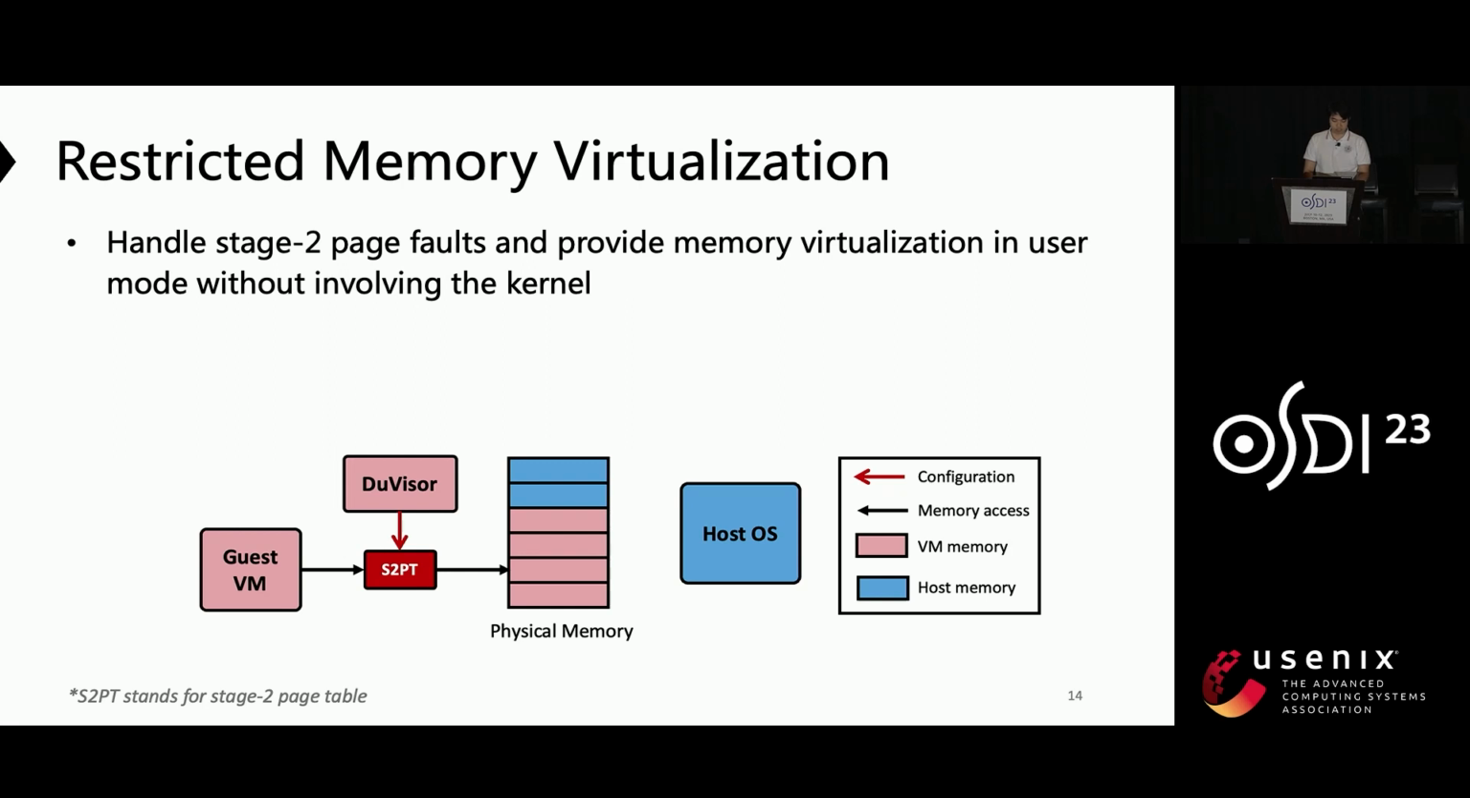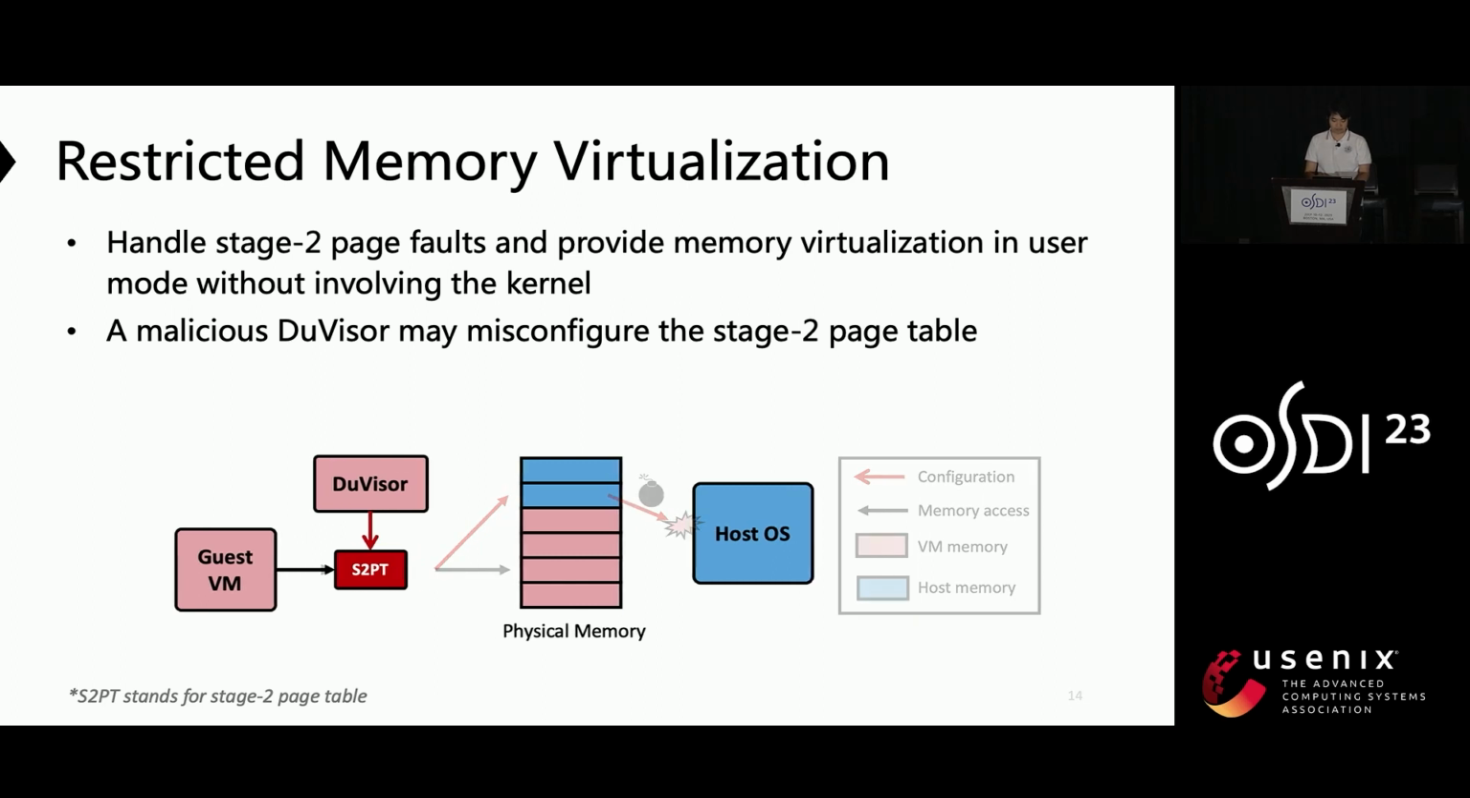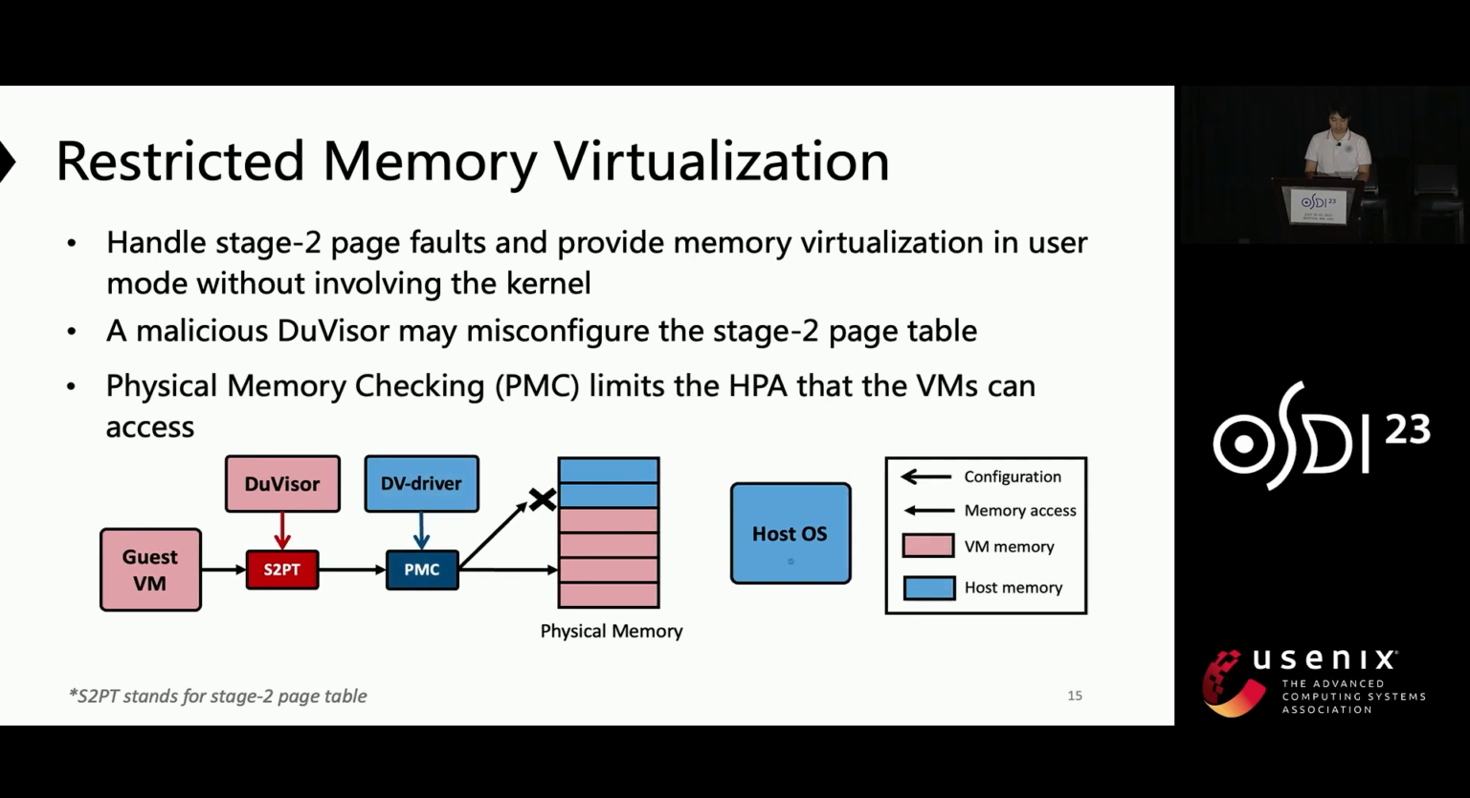Divisor directly handles stage 2 page faults and configures the stage 2 page table in user space. However, a compromised Divisor may allow its VM to access the host kernel memory by directly mapping the attacker's GPA to an HPA of the host kernel. We use physical memory checking, or PMC for short, to limit the physical memory range that VMs can access. As shown in the picture, the DV driver will set up the PMC so that the VM will trigger a fault if the HPA it accesses is beyond the allowed range.